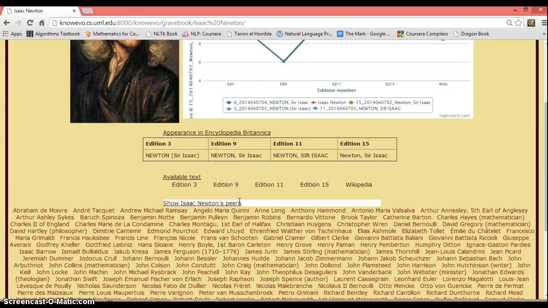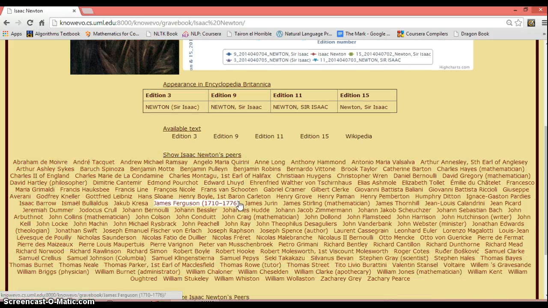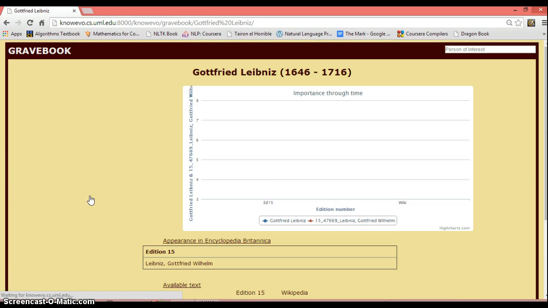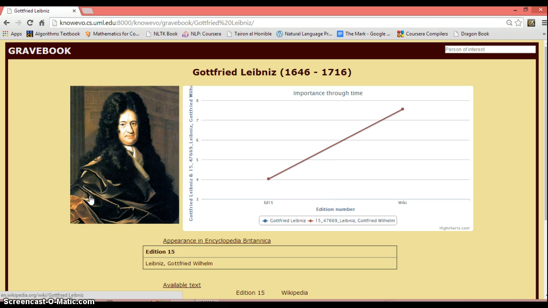Here's a list of people who were Newton's friends and acquaintances. Basically, Newton's Facebook page. You can click on each of these names to explore their social connection and reputation. Let's head back to Newton's page.